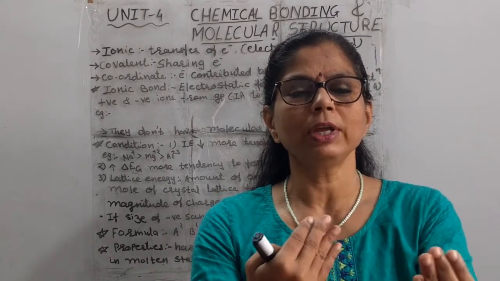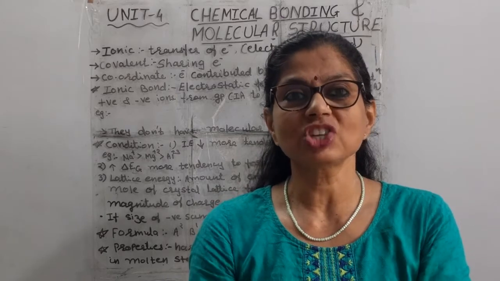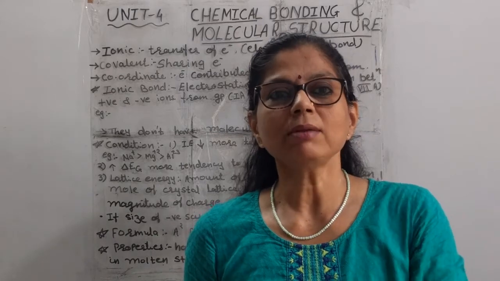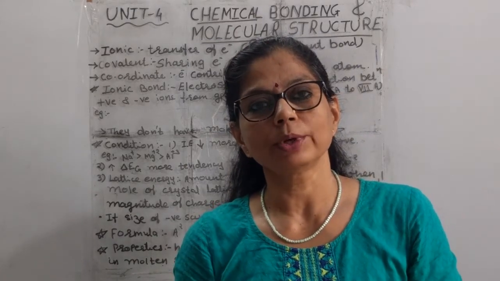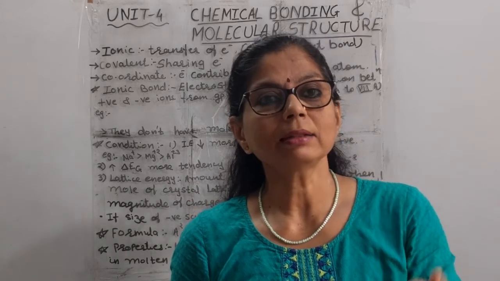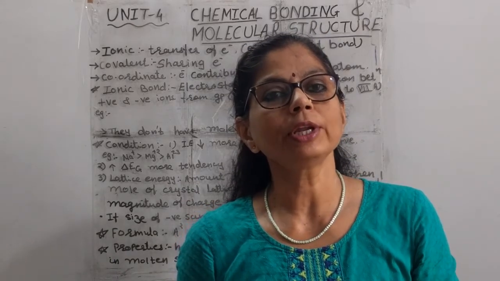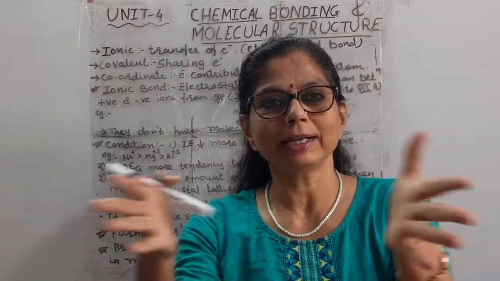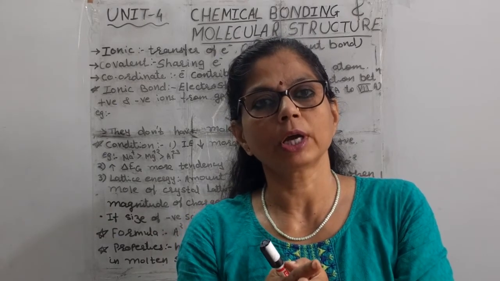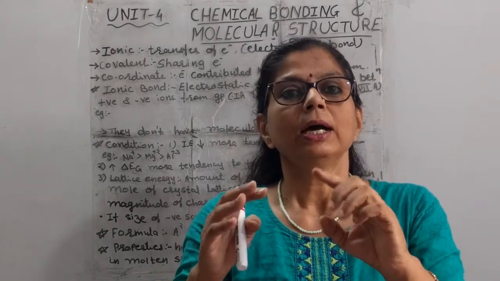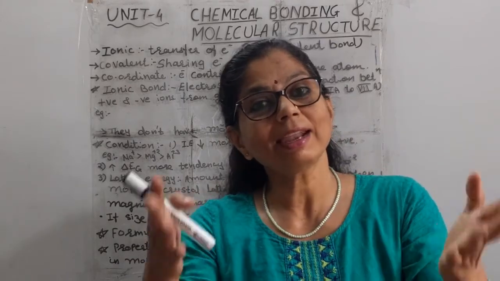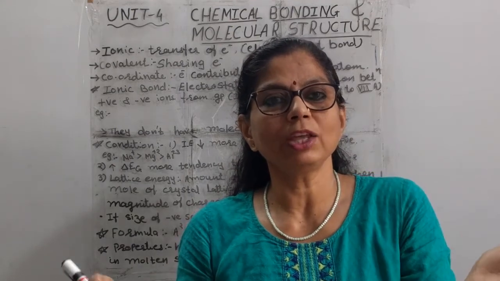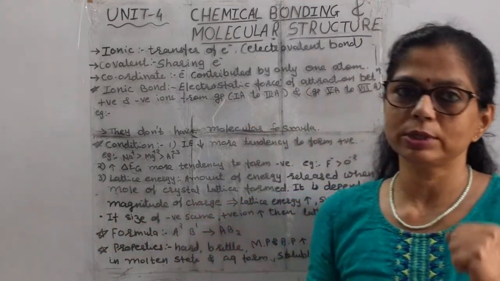So we both will just share the electrons, as you students share your snacks during recess time. In the same way, the sharing of electrons is known as the covalent bond. And the third one, as I said, is the coordinate bond. Coordinate bond means any one atom out of the 2 or 3 atoms which combine and form the molecule or compound is only donating or sharing electrons to the others. It does not require any electron from the other side. That is known as the coordinate bond.